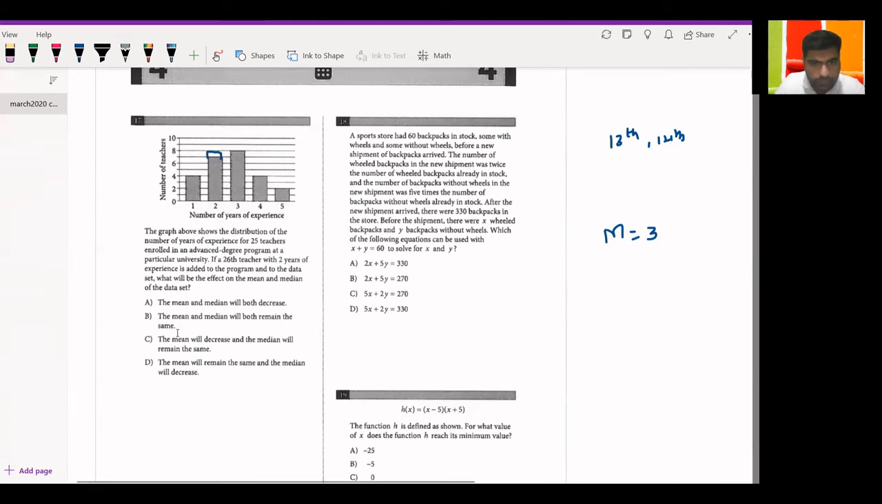Okay. No, A and B don't work. Okay, median remains the same. C.